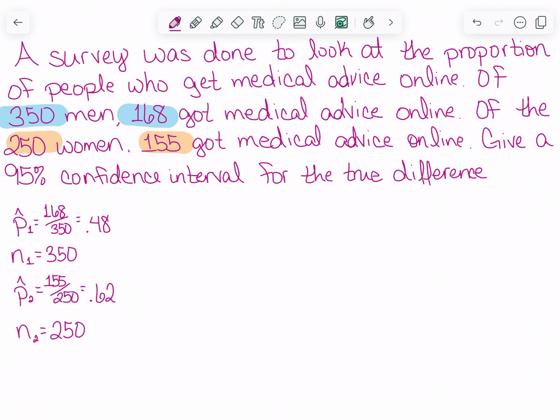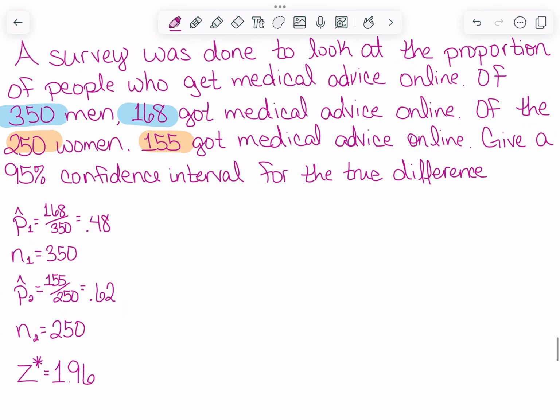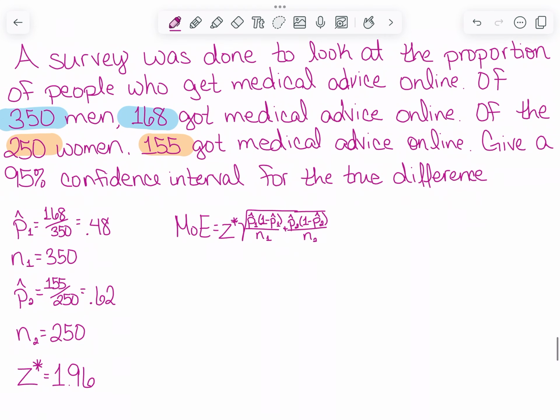Finally, we want a 95% confidence interval. For a 95% confidence interval, we have that z star is equal to 1.96. Next up, we need to calculate our margin of error. As a reminder, this is z star times the square root of p1 hat times 1 minus p1 hat over n1, plus p2 hat times 1 minus p2 hat over n2.